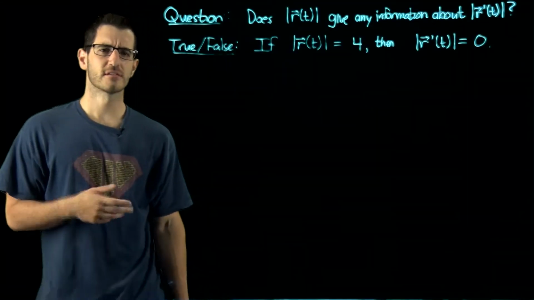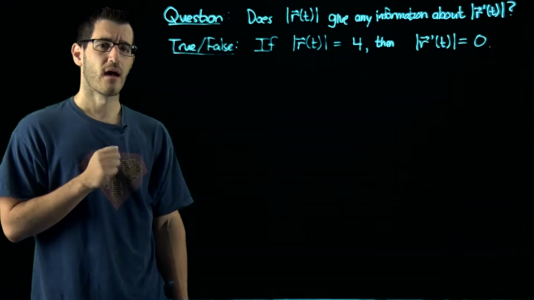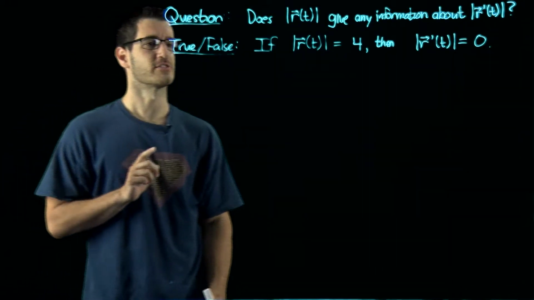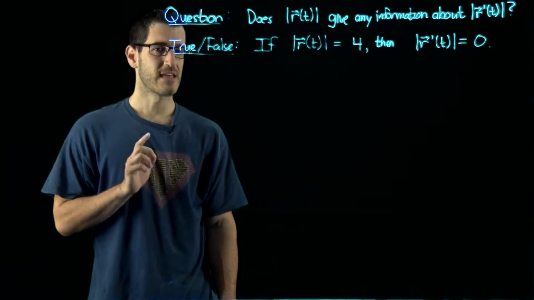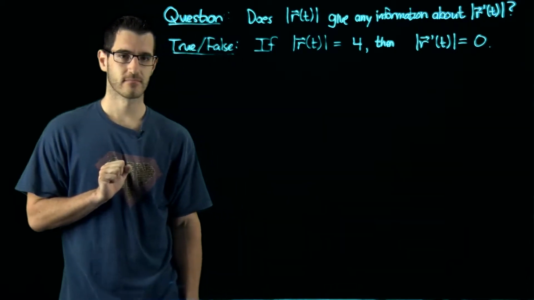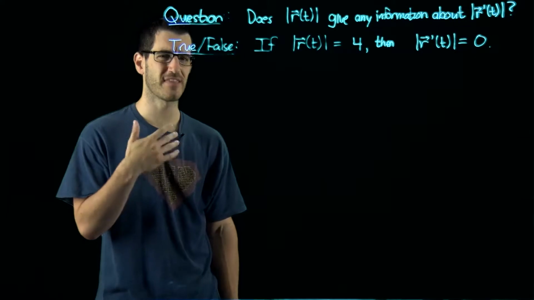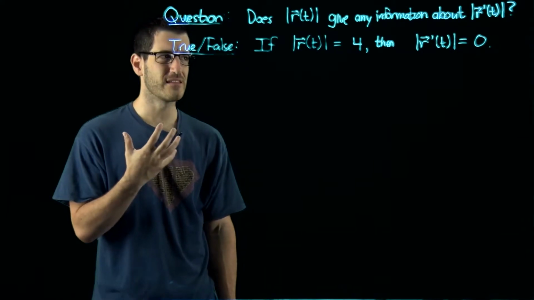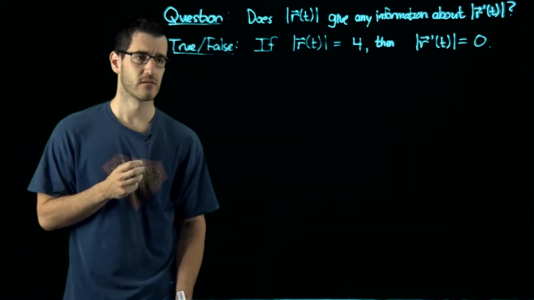All right, so just to explore a concept behind that last problem a little more, I want you guys to think about this question. If we know something about the magnitude of r of t, does that tell me anything about the magnitude of its derivative? So I want you to think about that for a second. Don't think about it in terms of symbols, but think about what this actually is asking us to do conceptually.